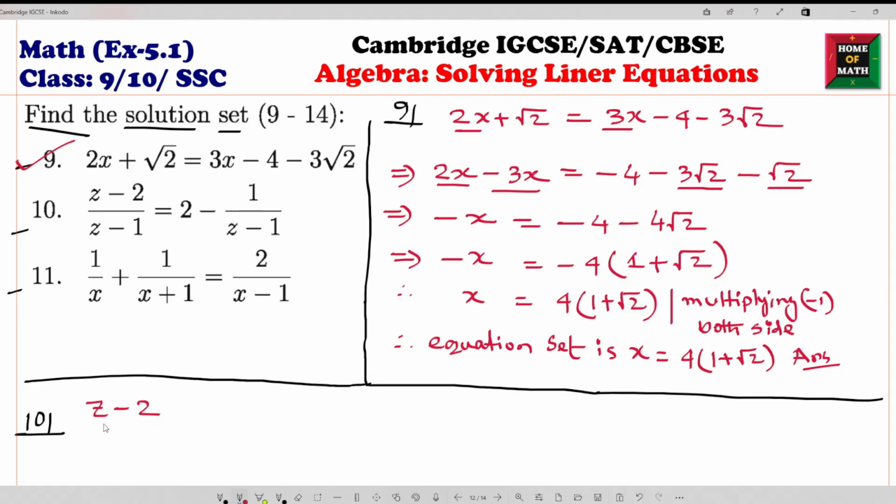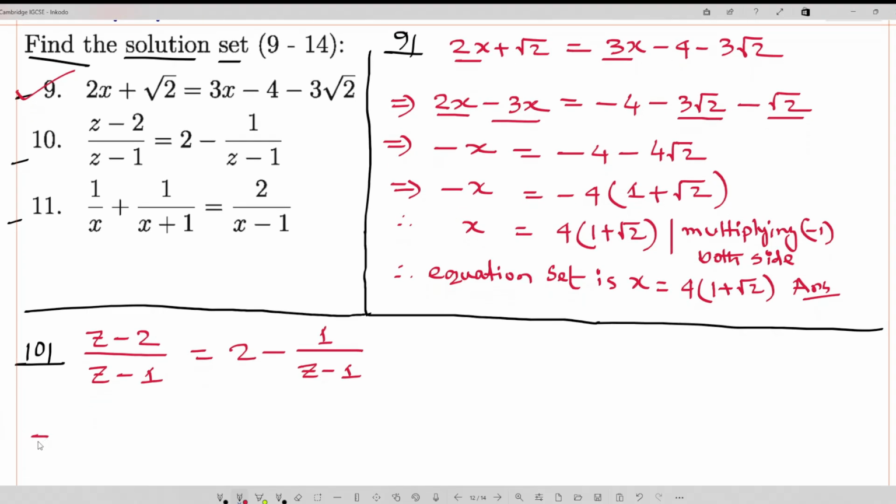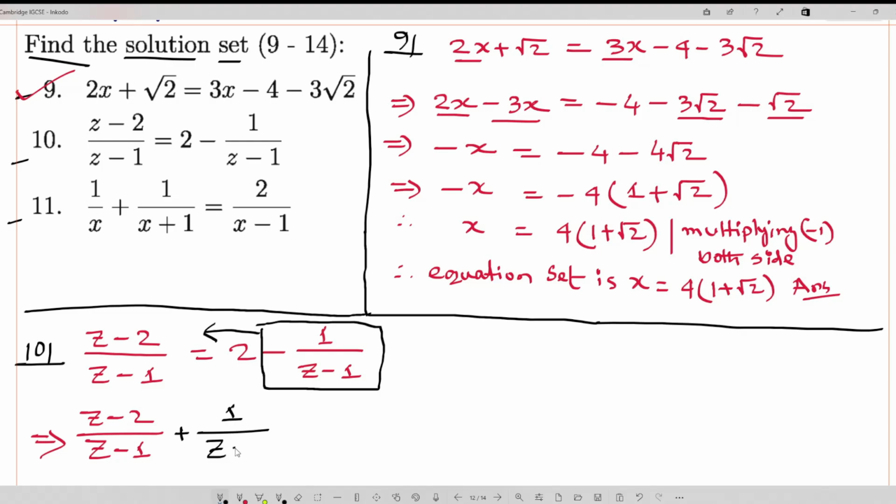z minus 2 divide z minus 1 equals 2 minus 1 divide z minus 1. Okay, so this fractional expression, we can write z minus 2 divide z minus 1, and this minus 1 by z minus 1 we can transfer to left side. So we can write plus 1 divide z minus 1 and here equals 2.